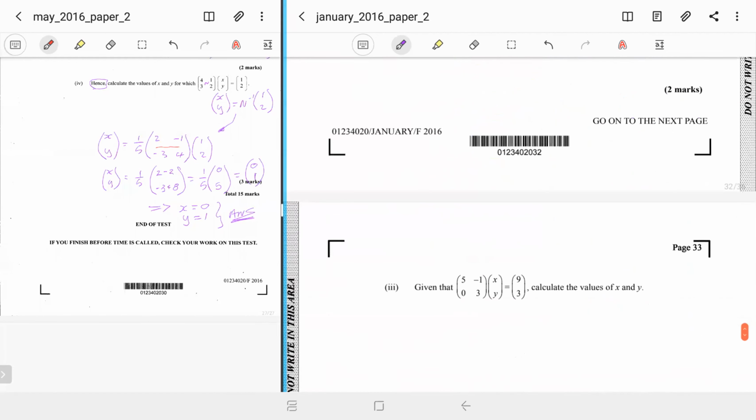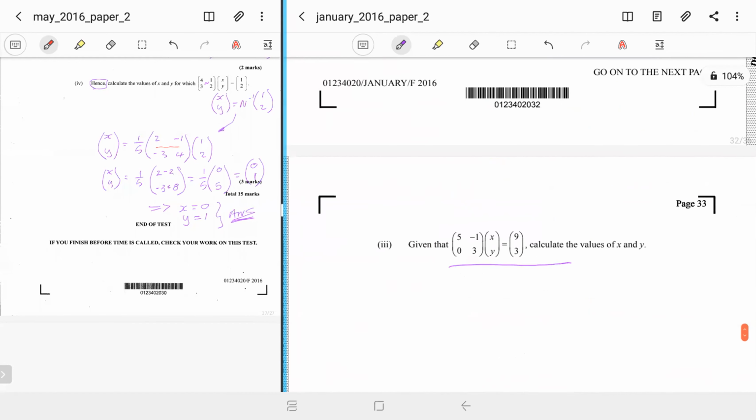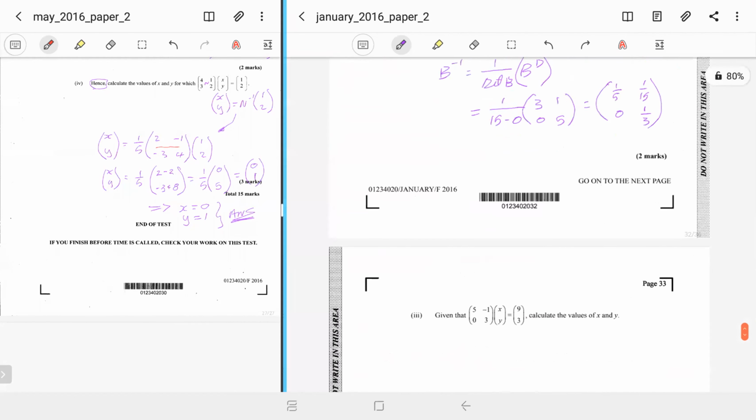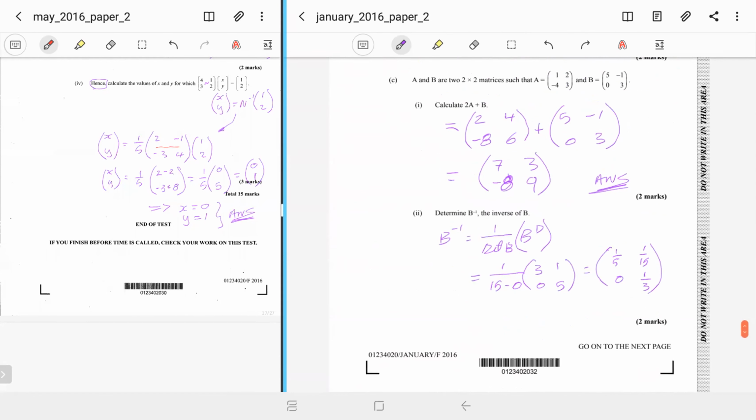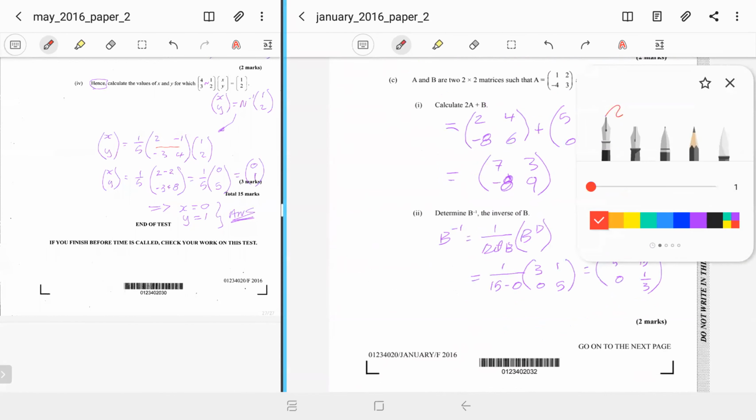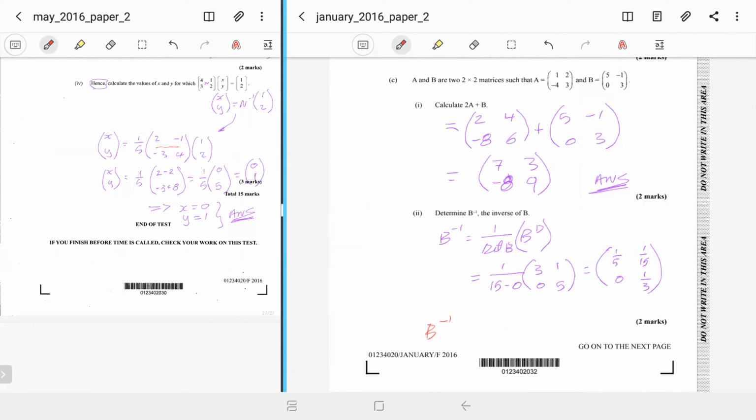Let's move on. Next thing: given that this equals that, find the value of A and B. What we have to realize now is that this matrix right here is really the B matrix that we just worked with. See here? So you have to realize that that's the B matrix that we just did. And it just asks us for the inverse of B, so B to the minus 1 is also 1 over 15 times 3, 1, 0, 5.